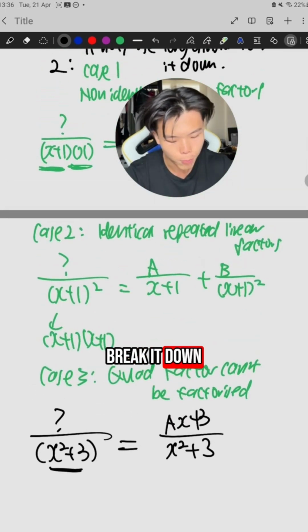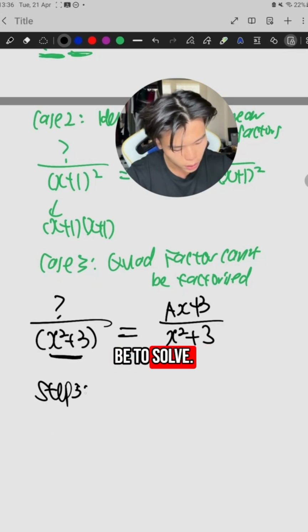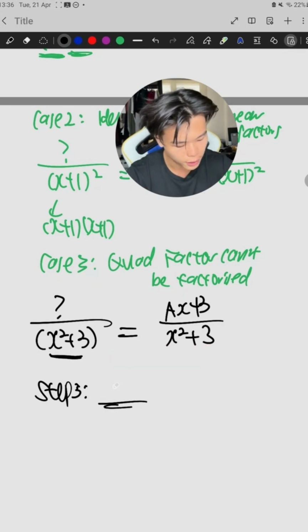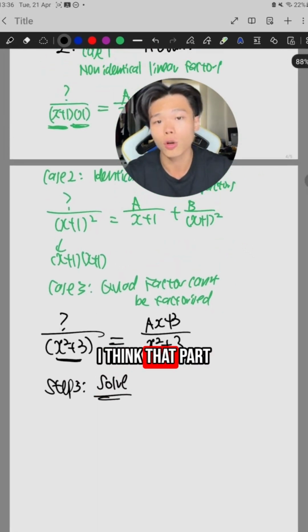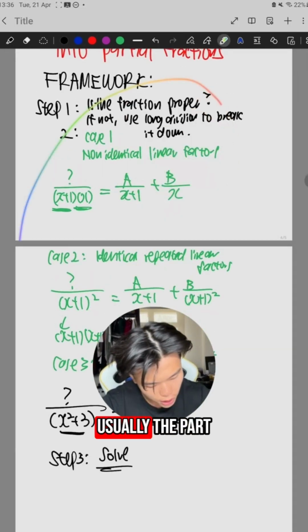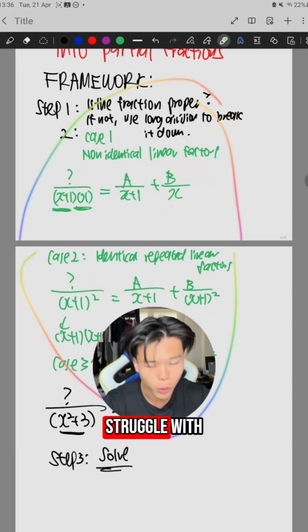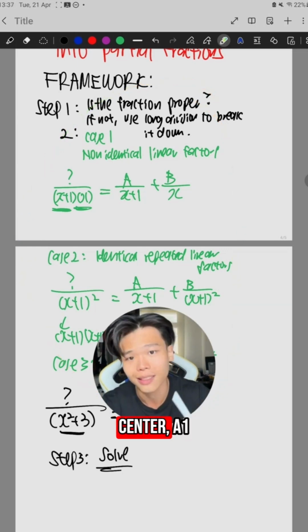Once you break it down properly into the 3 different cases, step 3 will just be to solve, and that's your typical case of solving using partial fractions. I think that part you will probably have covered extensively in school already. But these first 2 steps are usually the parts that students always struggle with, and something that I advocate very strongly and always keep practicing at my Math Tuition Center, A1 Math Academy.